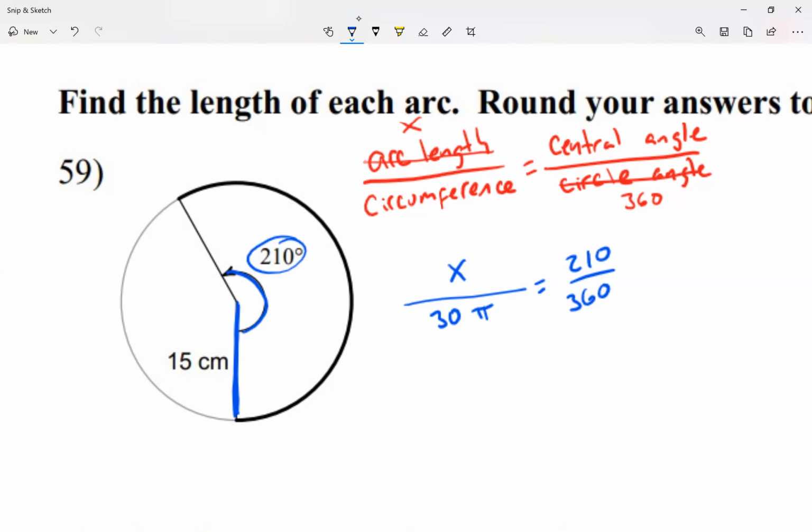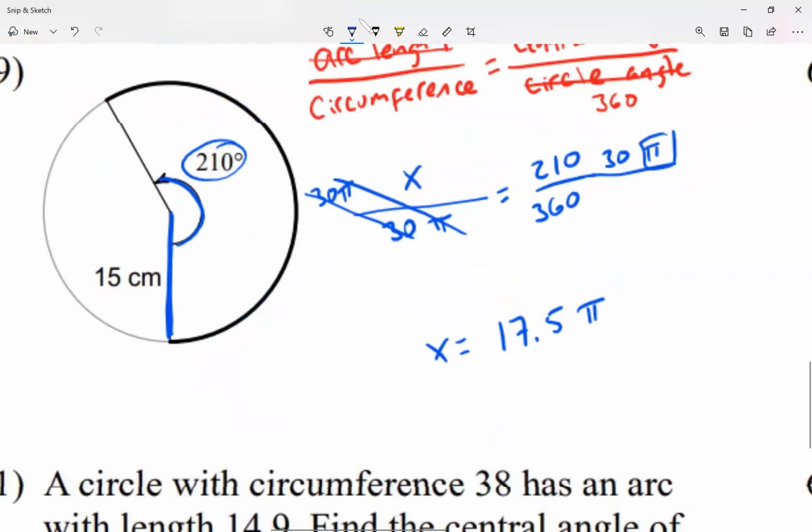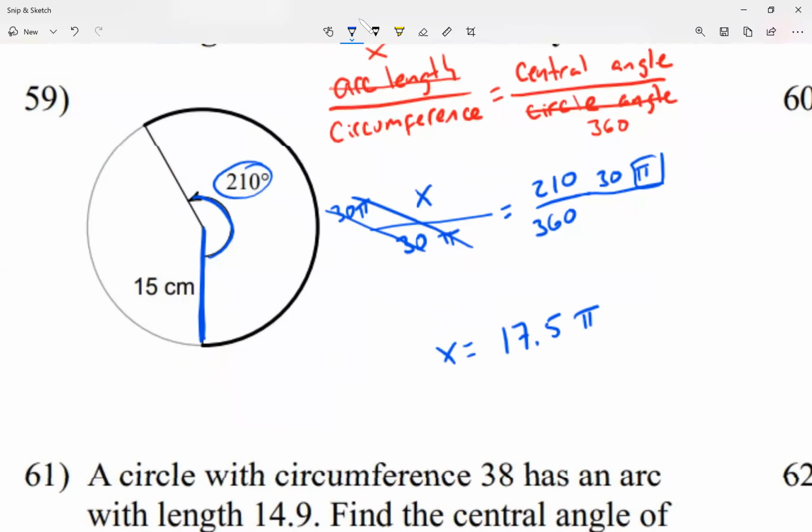Okay, to get the x by itself, let me multiply both sides by 30 pi, because the 30 pi's cancel out. So let me ignore my pi symbol for a moment. I'm just gonna go 210 times 30 divided by 360. So I get 17.5 pi. So if I'm asked to leave this in terms of pi, that's it, 17.5 pi.